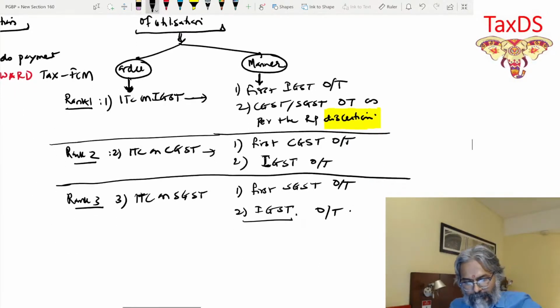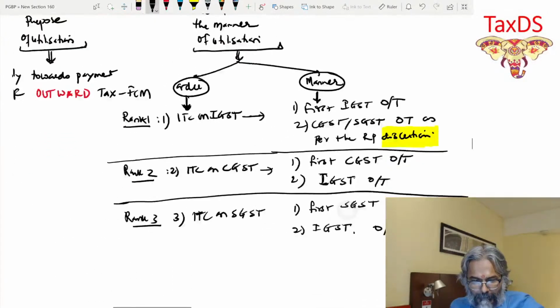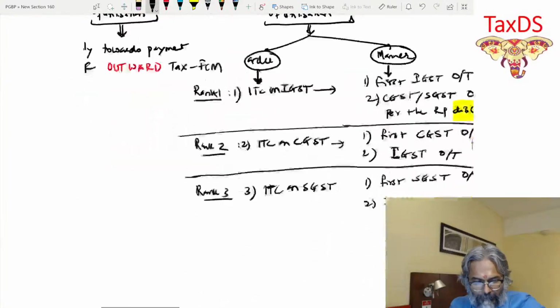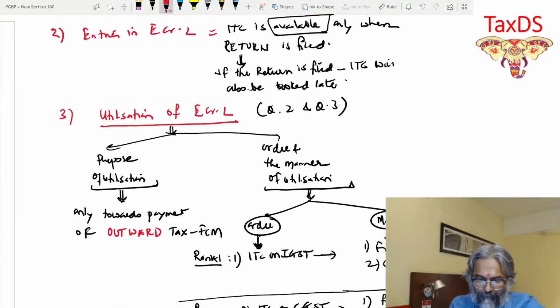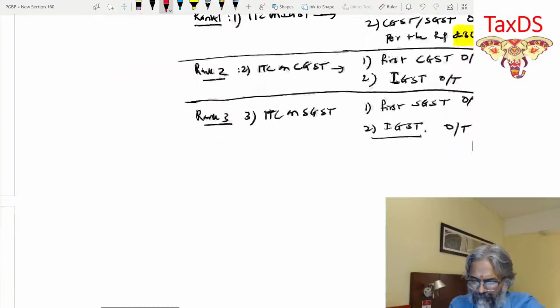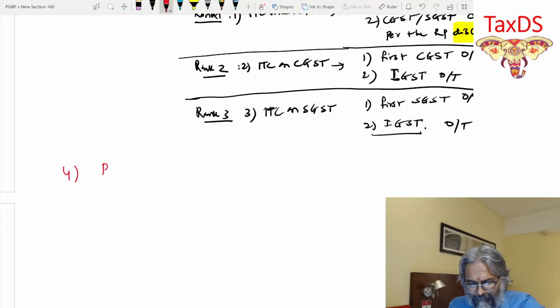Is that clear to all of you, Shruti? So that is what it is in this regard, friends. This is point number 3. Now the last one, friends, is a small point, which is about the refund.